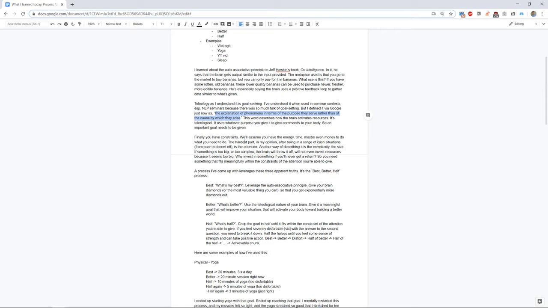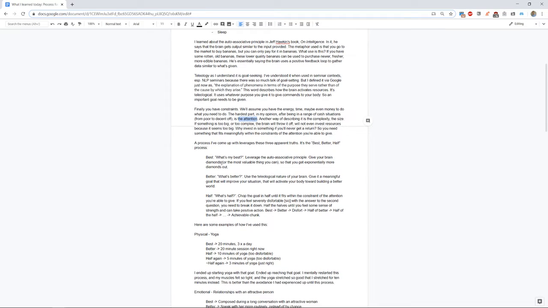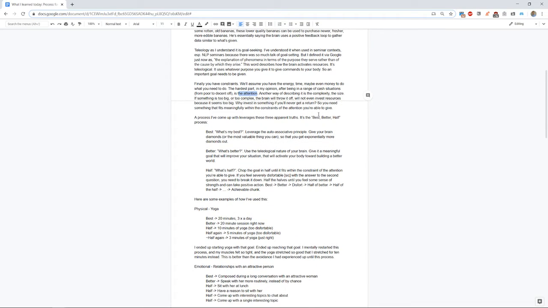Finally, you have constraints. We'll assume you have the energy, time, maybe even money to do what you need to do. If money is an issue for you, don't worry about this. The hardest part, in my opinion, after being in a range of cash situations, from poor to decent off, is the attention. Another way of describing it is the complexity, the size. If something is too complex or too big, the brain will throw it off, will not even invest resources because it seems too big. Why invest in something if you never get a return? So you need something that fits meaningfully within the constraints of the attention you're able to give. Your mind has a bucket that's so big, you have to put only what the bucket can hold into it.